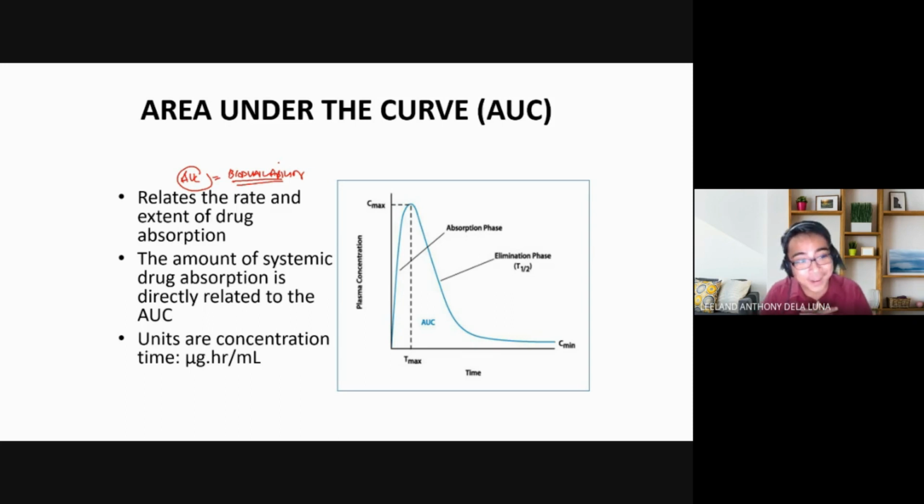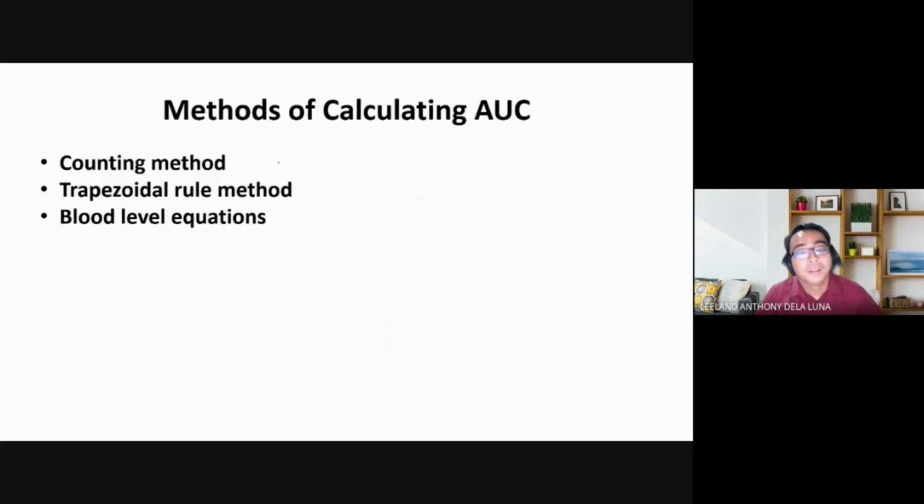Now, please take note, class, right now these are still basic pharmacokinetic parameter computations, both for zero and first order. But I want you to give emphasis on first order reaction, kasi majority ng ating mga gamot follows first order reactions. Now, class, how do we compute for AUC? So there are three methods. We have the counting method, trapezoidal rule method, and blood level equations.